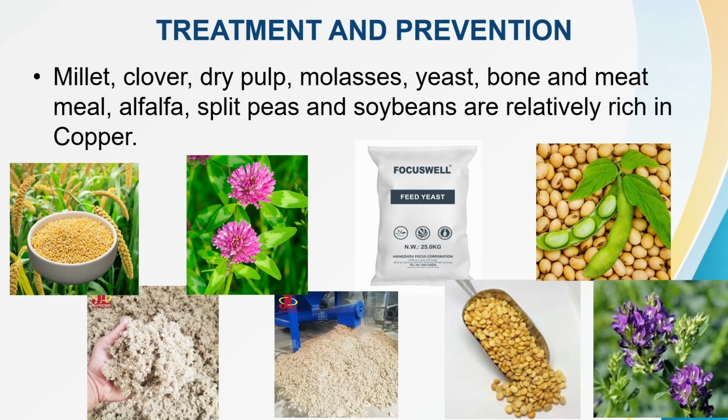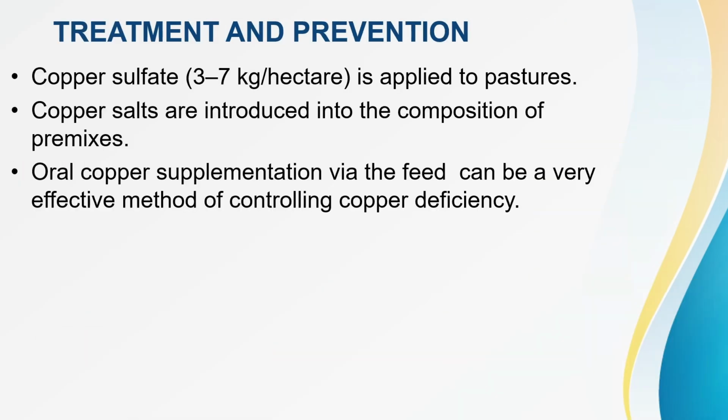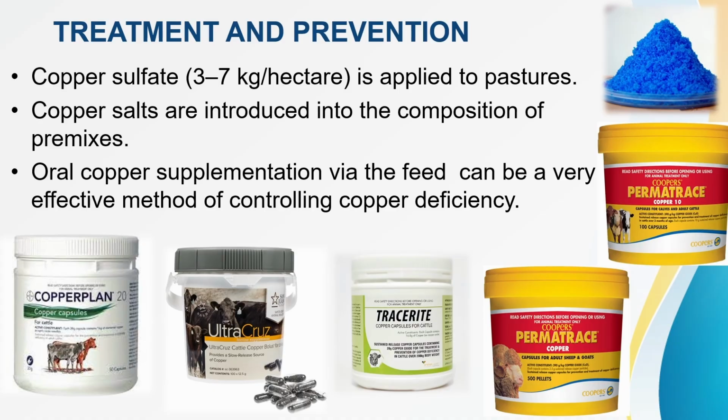Treatment and prevention. Animals are given feed rich in copper, such as millet, clover, dry pulp, molasses, yeast, bone and meat meal, alfalfa, split peas, and soybeans. Copper sulfate, 3 to 7 kg per hectare, is applied to pastures. Copper salts are introduced into the composition of premixes. Oral copper supplementation via the feed can be a very effective method of controlling copper deficiency.